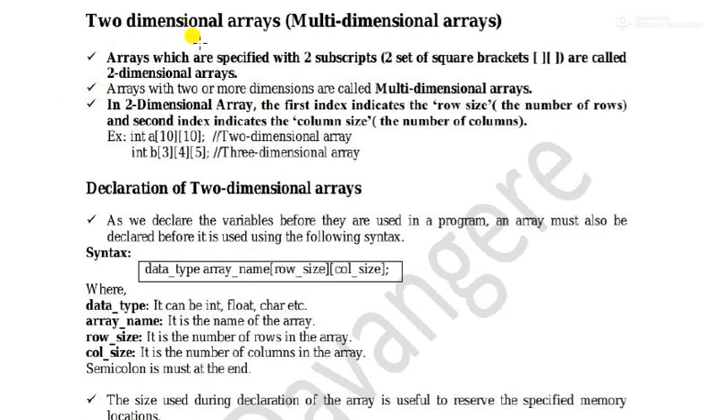So you can define a two-dimensional array as an array specified with two subscripts, two sets of square brackets. Arrays with two or more dimensions are called multi-dimensional arrays. In a two-dimensional array, the first index indicates the row size. The size of an array we call the index. The first subscript, the first square bracket, represents the number of rows, and the second index indicates the column size. Example: same as a one-dimensional array, but here we attach one extra square bracket. That extra square bracket is for the second dimension.